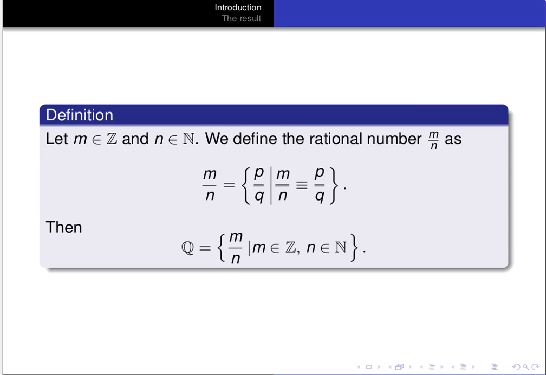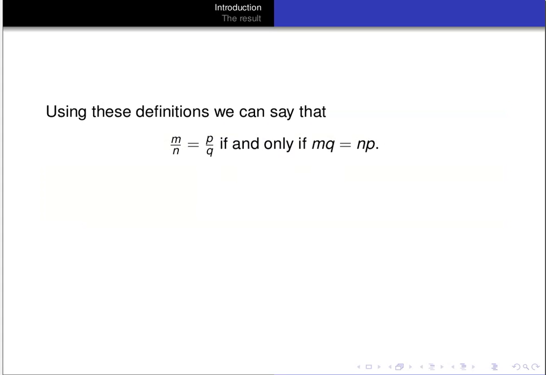If we have an integer m and a natural number n, then we define the rational number m over n as the set of all fractions that are equivalent to the fraction m over n. And of course, Q is the set of all rationals. Equivalence of fractions is defined in terms of cross multiplication. So m/n equals p/q if and only if mq equals np, which allows us to define what it means for two rational numbers to be equal.